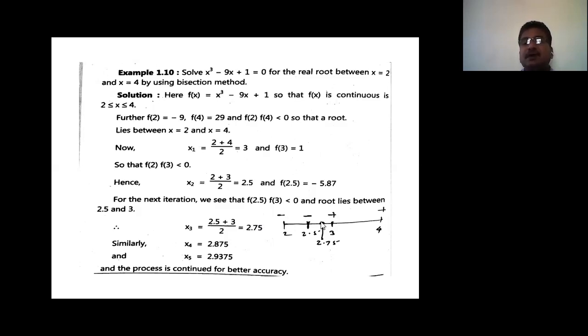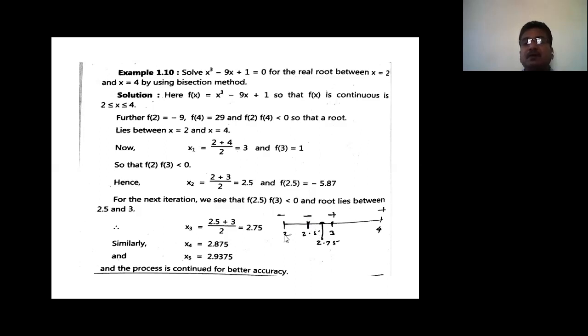So at 2 and 3, the signs are opposite, and therefore the root lies between 2 and 3. Okay, and so the next x2 is what? 2 plus 3 by 2, and that is again 2.5. Okay, and this is the second application. Then I can find the value of f(x) at 2.5. So at 2.5, f(x) is negative.